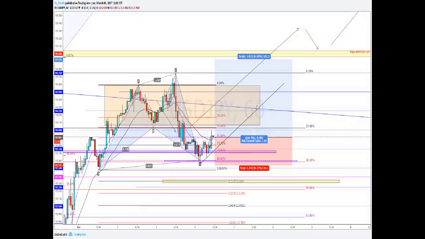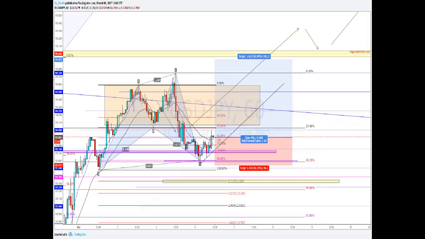Let me switch colors here. It's ugly, I hate when I pick the same color that's on the screen. So expect something like this. Maybe a pullback retest. That's the worst case scenario I expected in this situation. So let's see what happened.